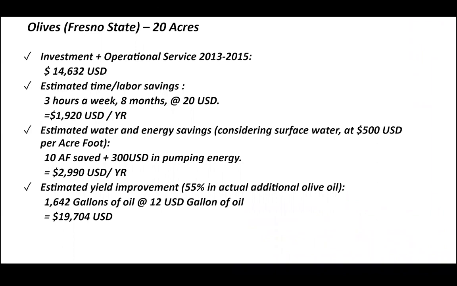Investment-wise, this was a project of about $15,000, and it ended up recovering everything in the first year, just on the production side of things. He also said it saved him about three hours a week, not having to go out there and irrigate manually, and he did save some water and energy.